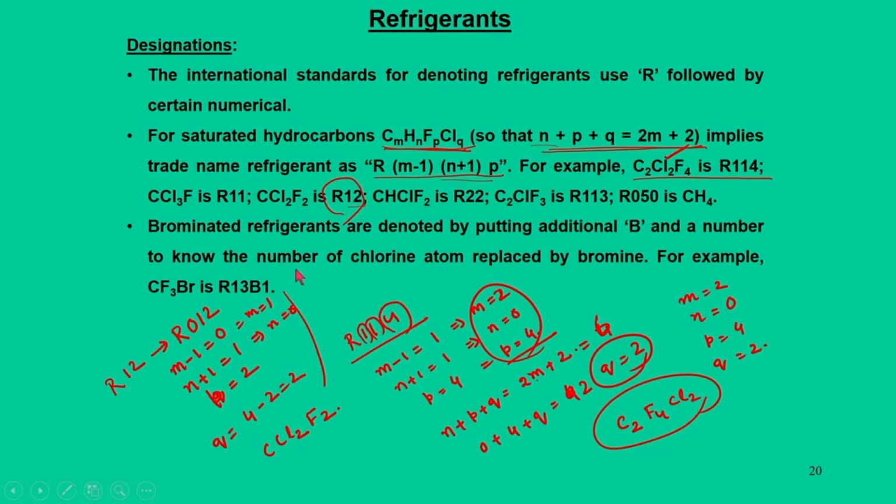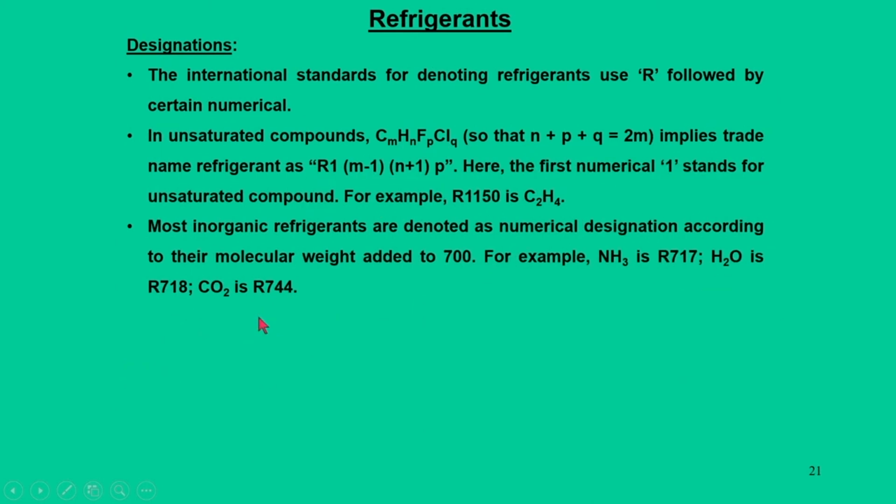So, likewise all other refrigerants we can note this way. There is another category of refrigerants which are brominated refrigerants. They are denoted by putting an additional B, to show that a chlorine atom is replaced with a bromine atom. For example, CF3Br means one chlorine atom is replaced with a bromine atom. So, they are brominated refrigerants.